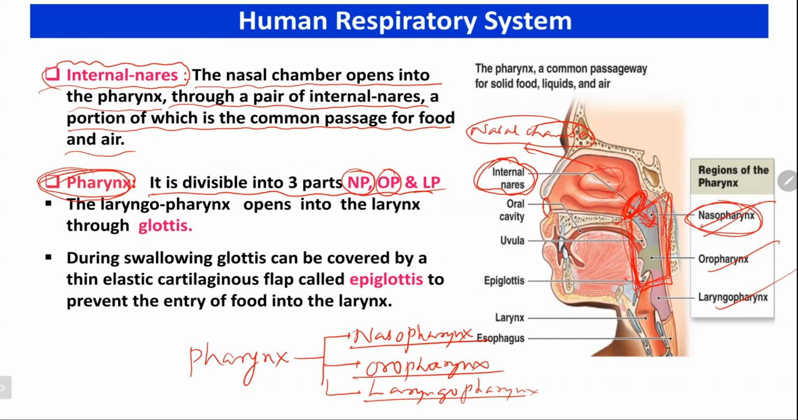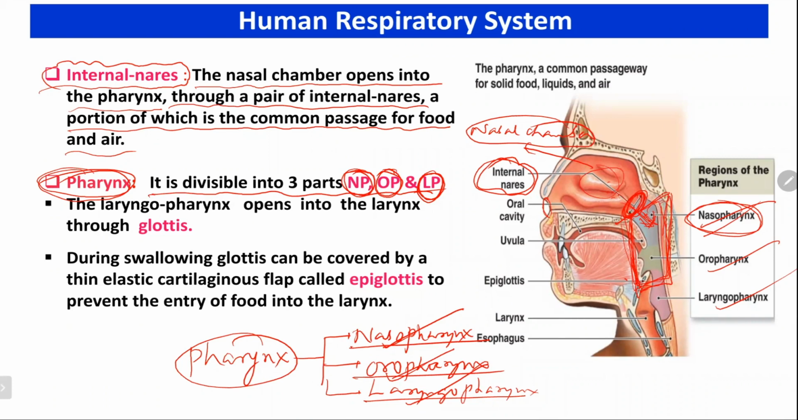And this pharynx is divisible into three parts. What are those three parts? Nasopharynx, oropharynx, where OP means oropharynx, and LP means laryngopharynx. Here I have mentioned the pharynx is divisible into three parts: nasopharynx, oropharynx, and laryngopharynx. What is the specialty of these three parts of the pharynx?